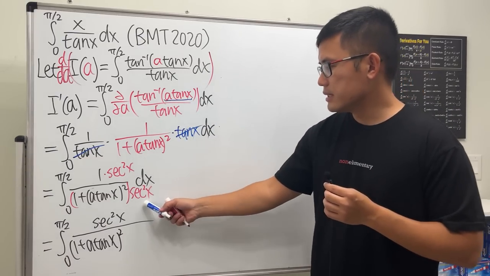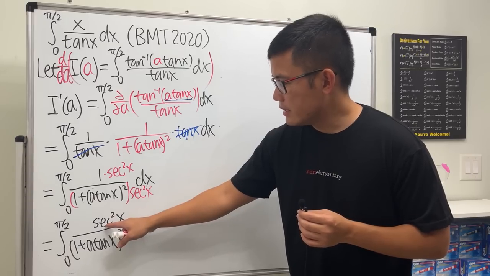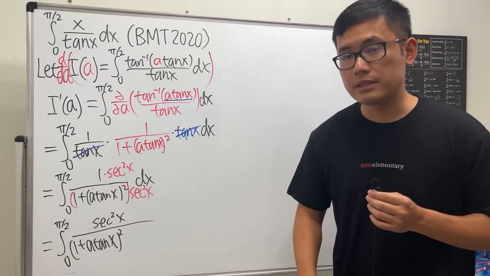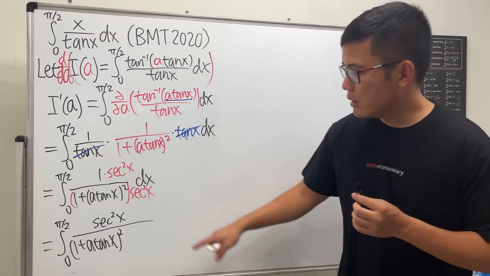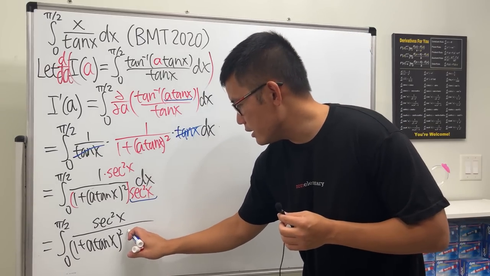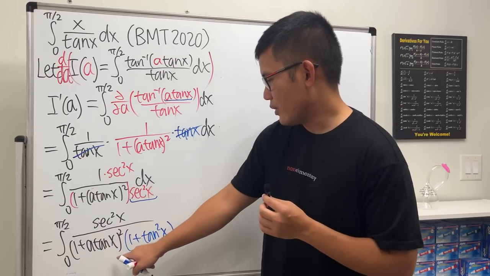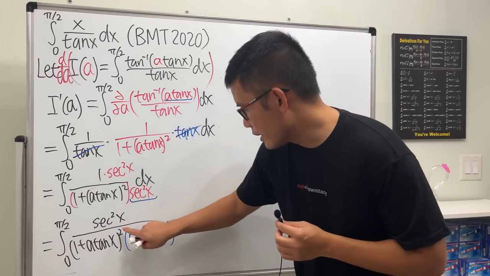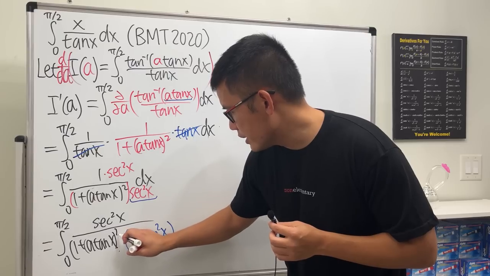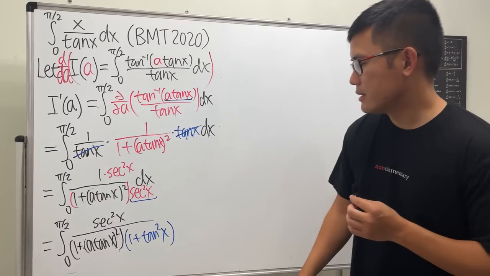I know this is secant square, I should put it down, but no. Because when we have a secant square x, I want to pair this up with a dx, and then the rest should be in terms of tangent x, so that we can just do a u substitution. So with this secant square, I'm going to purposely write it, thanks to the trig identity, as 1 plus tangent square x. And notice that this and that are almost similar, but no. Sorry, I forgot, the parenthesis should be right here, around the a tangent x. Now we are in business.